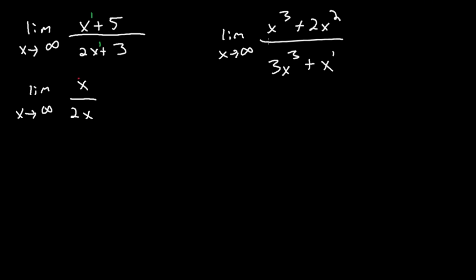We can factor out x. So when we factor out x, we just get 1/2. But there's no value of x here, correct? So since there's no value of x, we can remove the limit symbol. That means our answer is just 1/2.